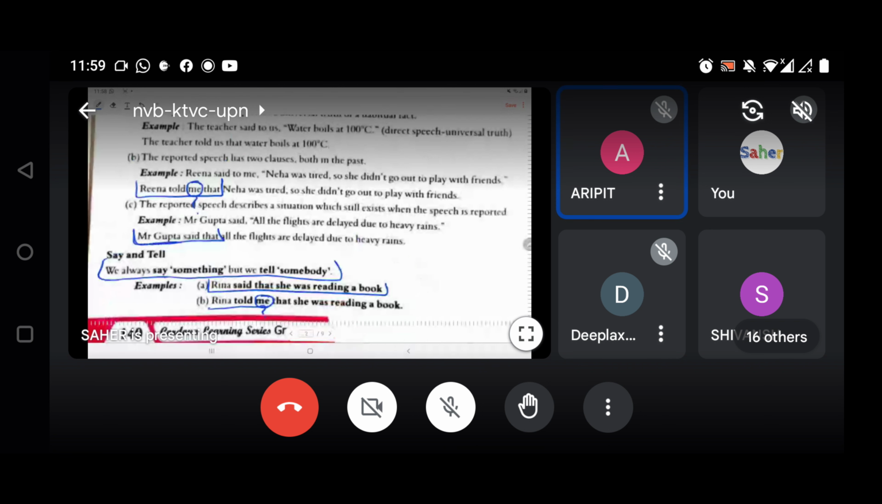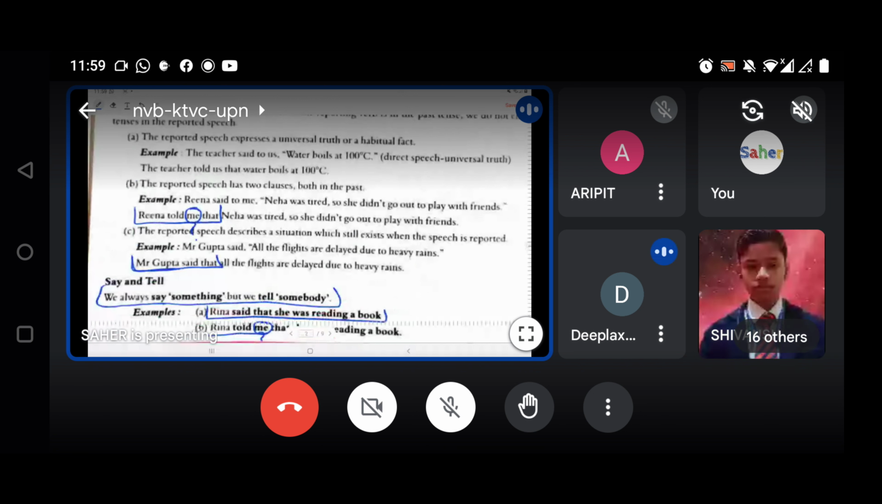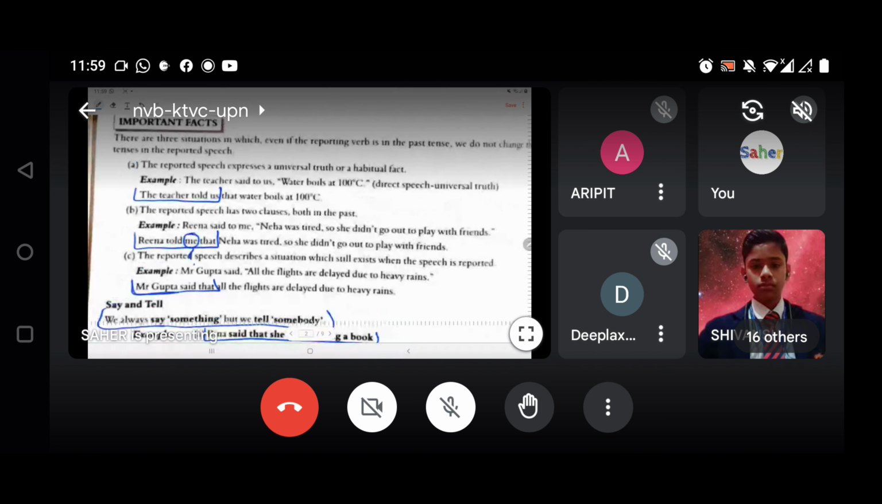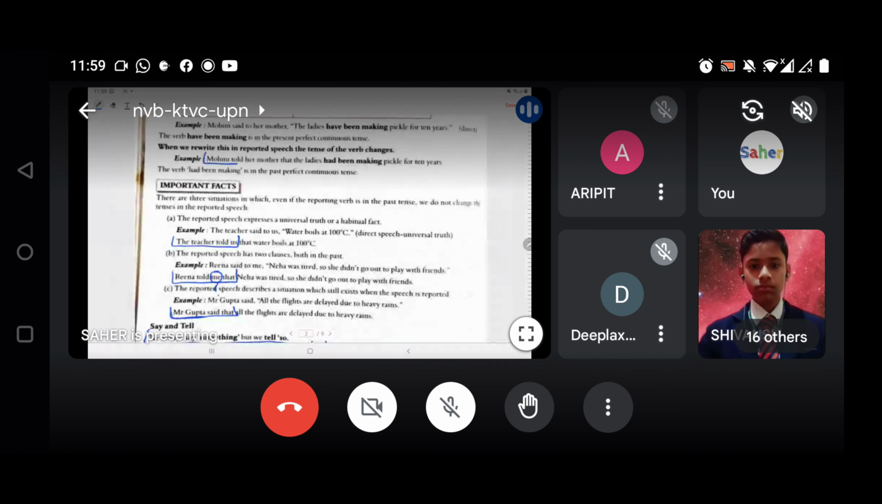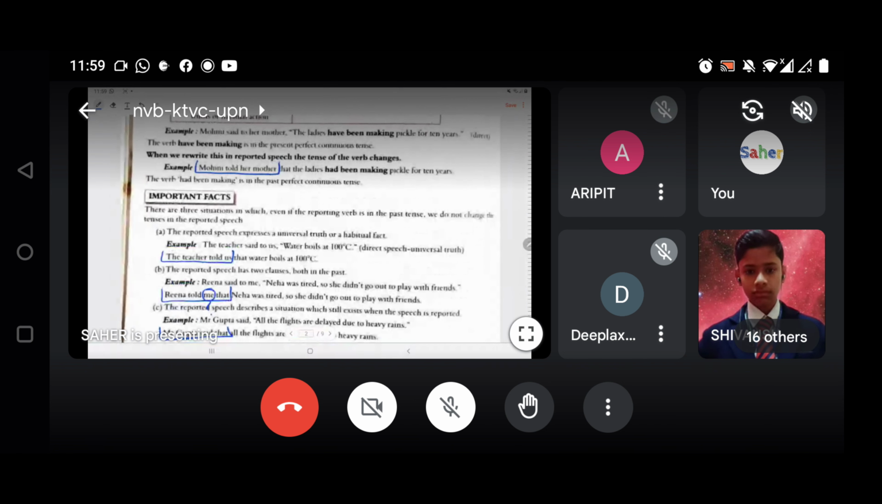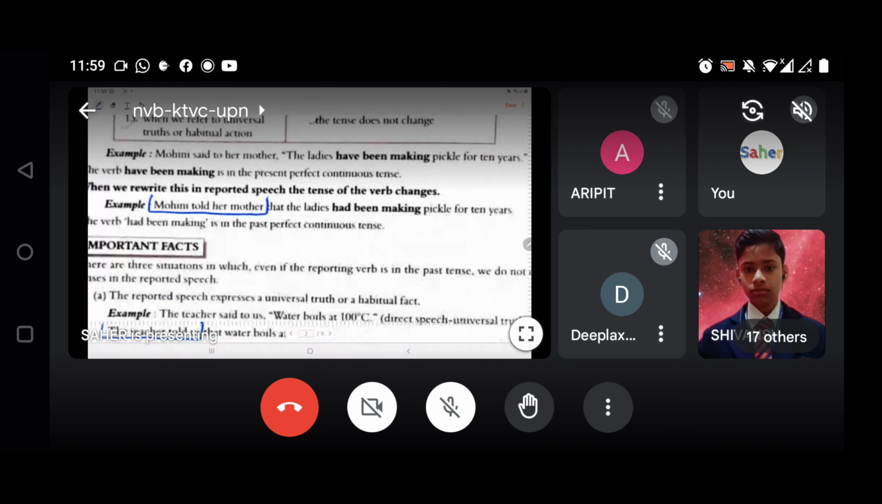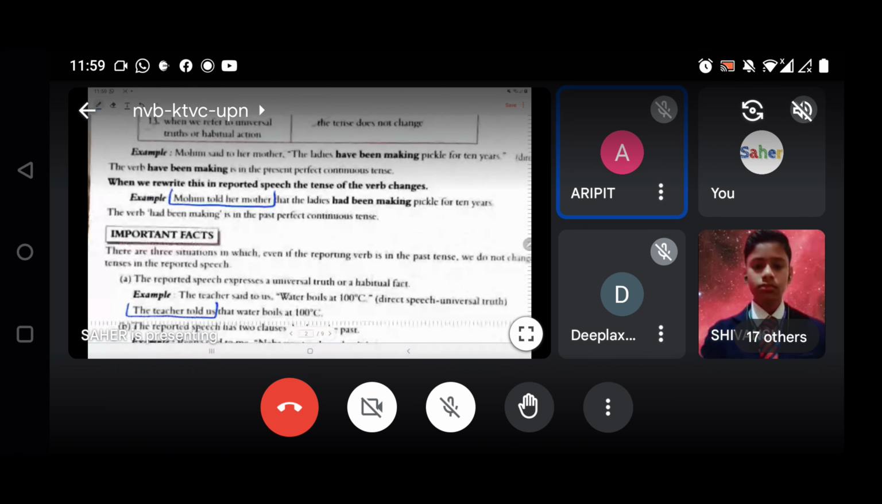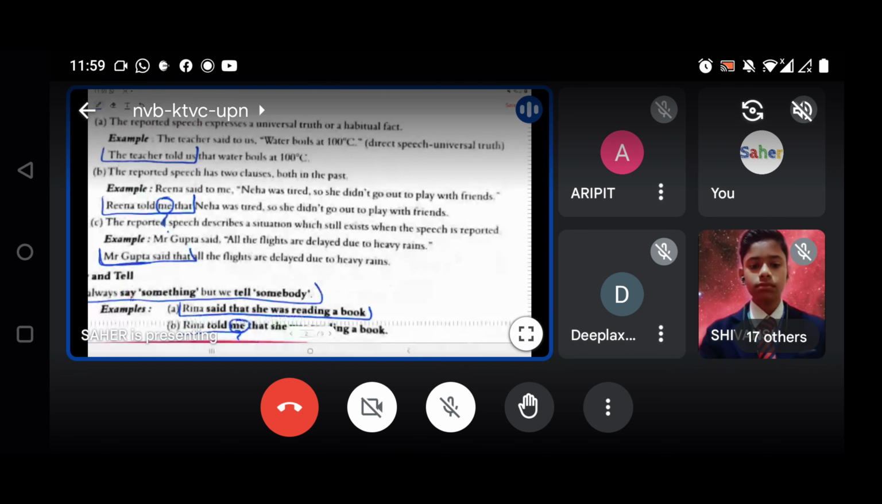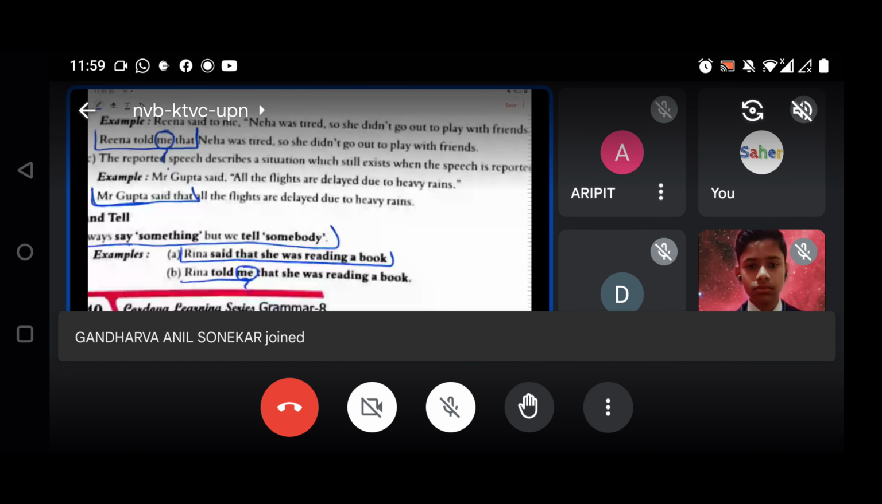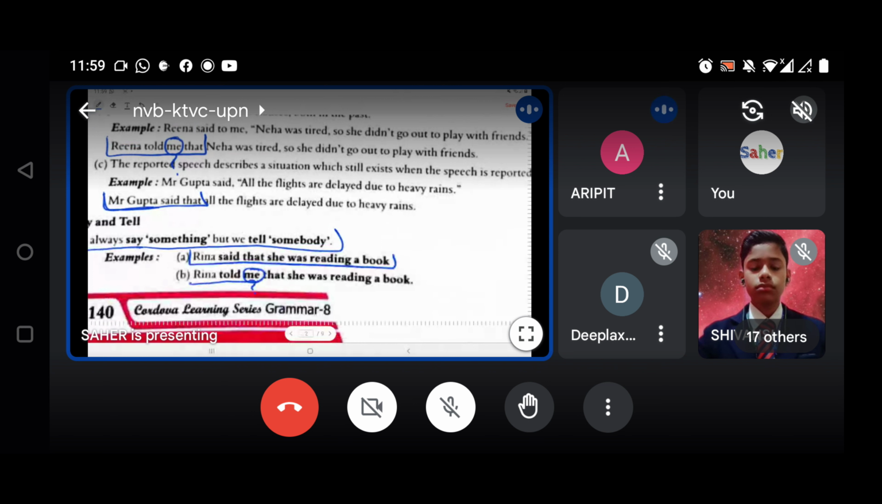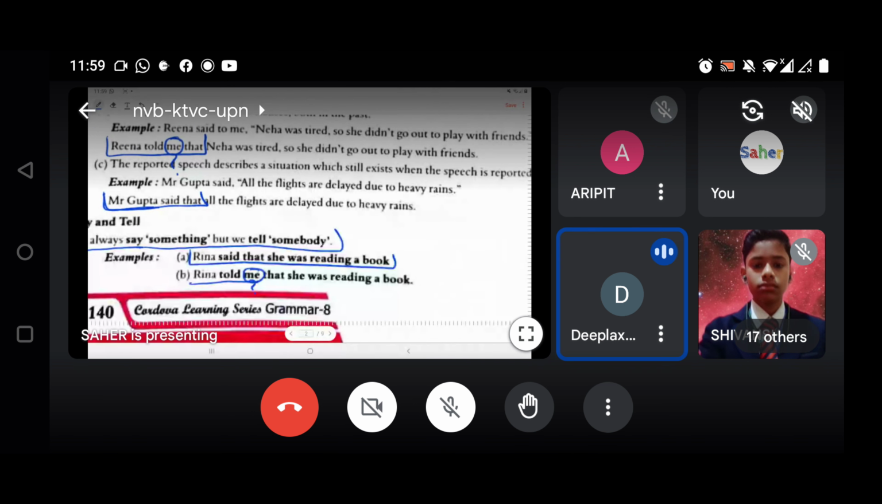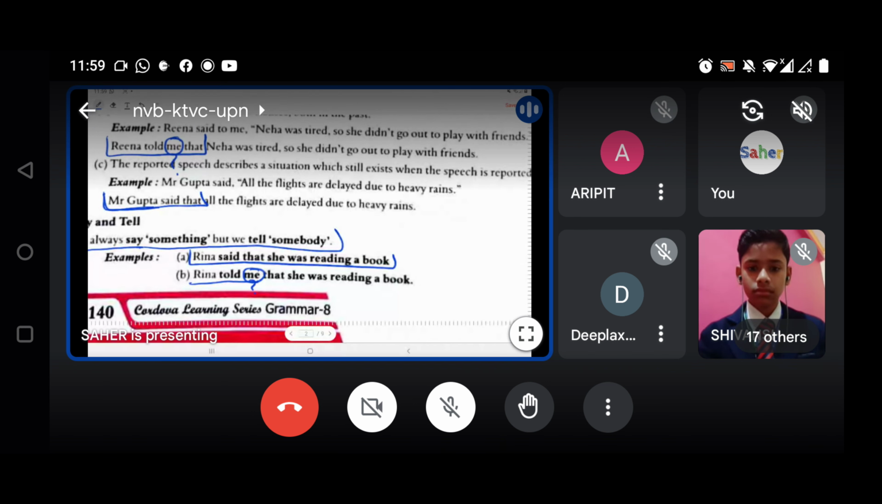Yes ma'am. The teacher told us. Getting it? Mohini told her mother. Understood? Yes ma'am. Getting it? Is the difference between said and told clear now? Yes ma'am. Everyone?